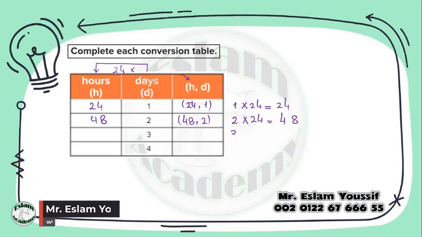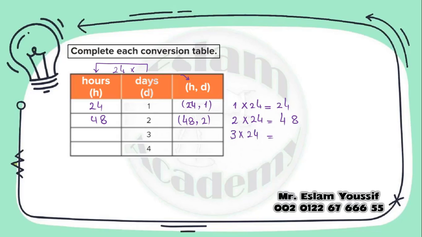For 3 days, just write 3 and multiply it by 24. So 3 times 4 equals 12, write 2 and carry 1. 3 times 2 equals 6, plus 1 equals 7. So the answer now will be 72. So 72 hours represents 3 days.